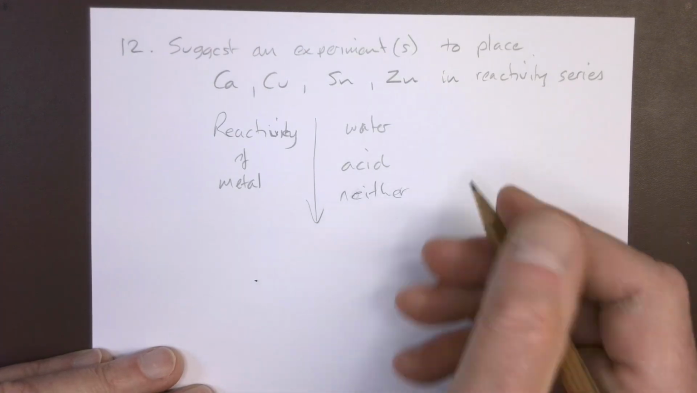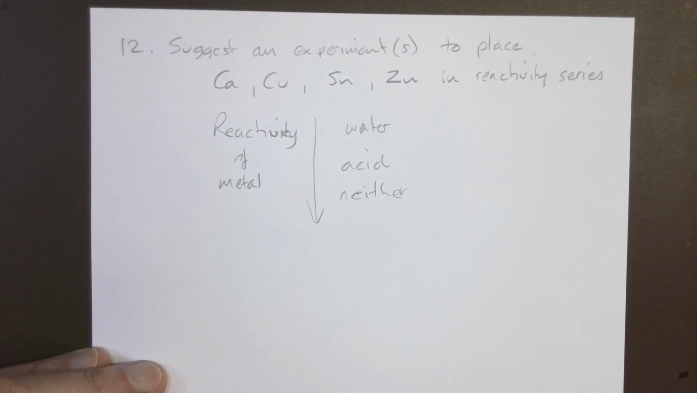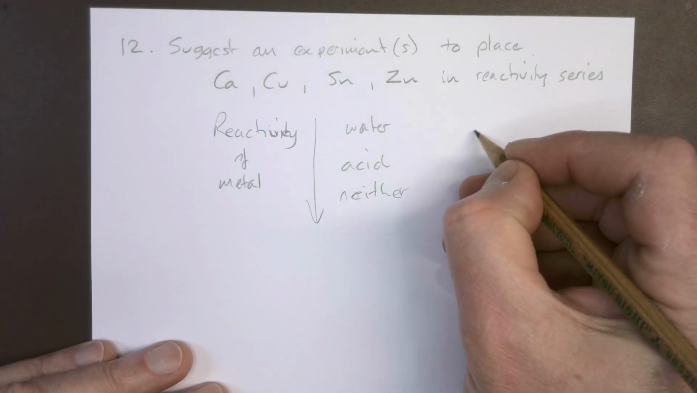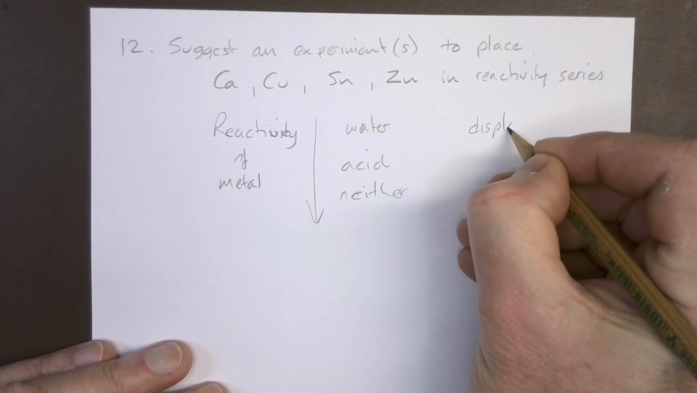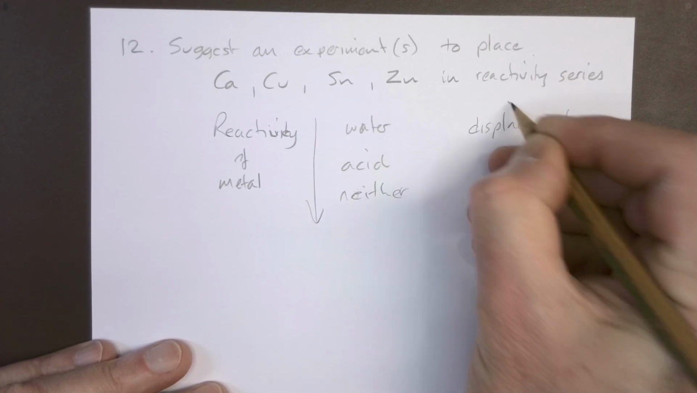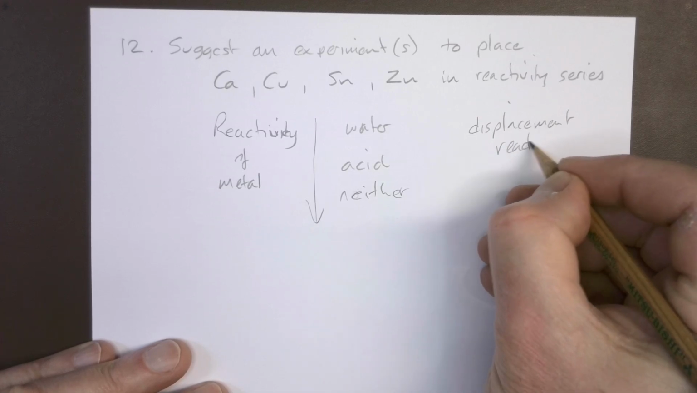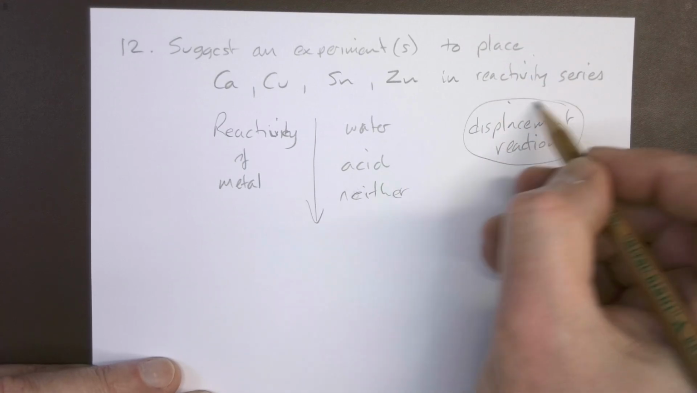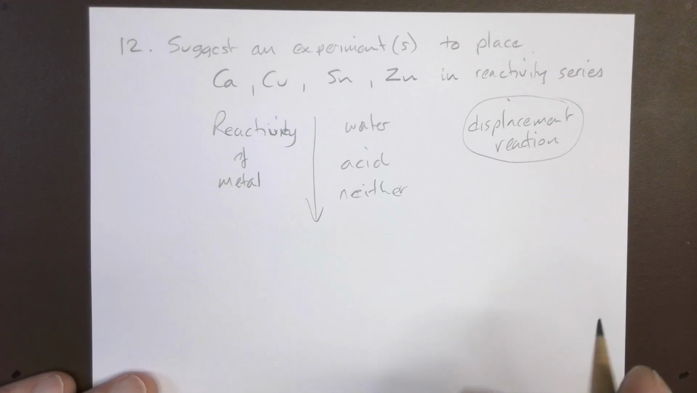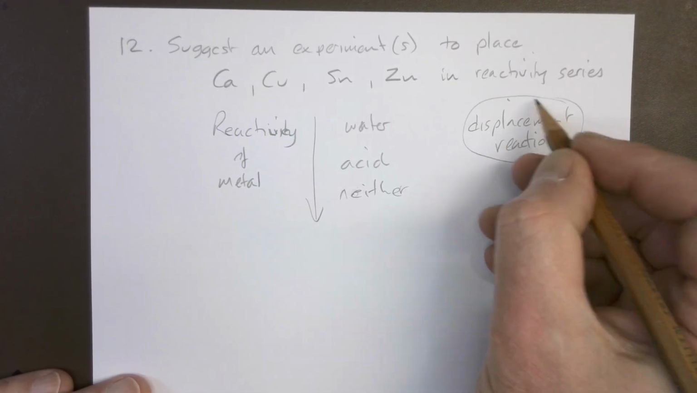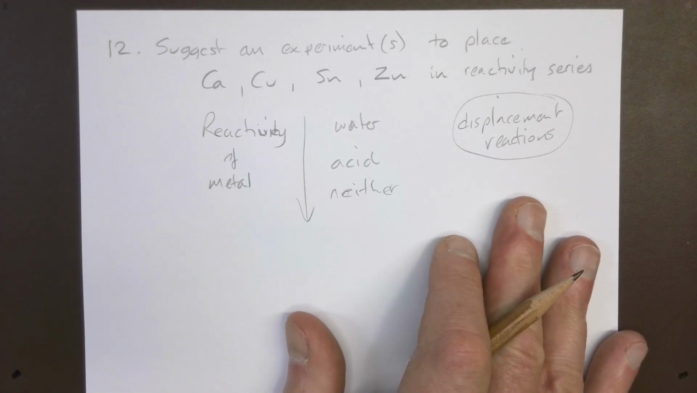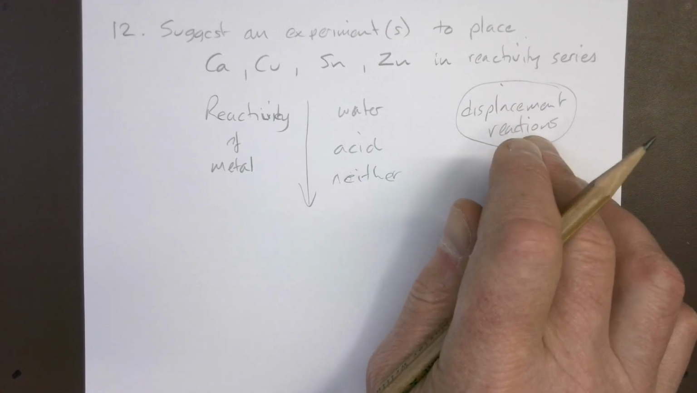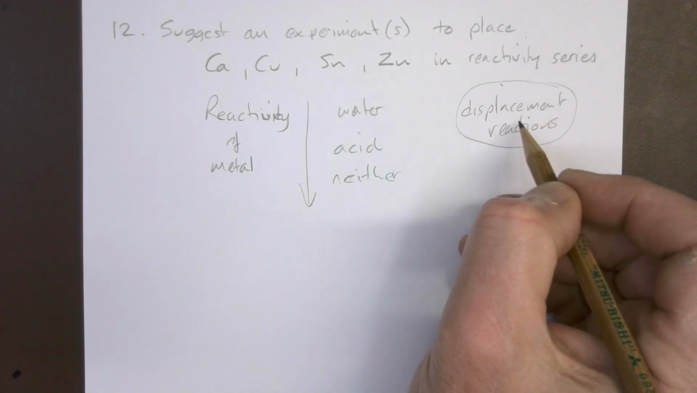The other way, if you've done a bit of chemistry extension, is displacement reactions, where the more reactive metal will displace the less reactive metal when the solutions are mixed. But we don't learn about this. This is not on the syllabus for National 5 Chemistry. So if you have extended into that, using this method will work.